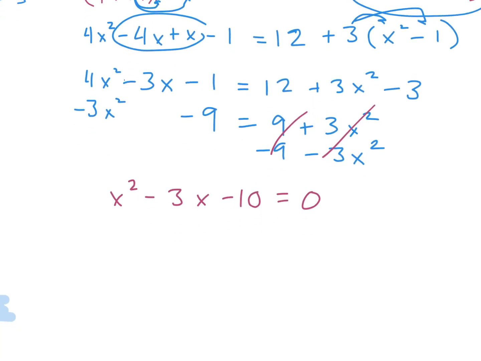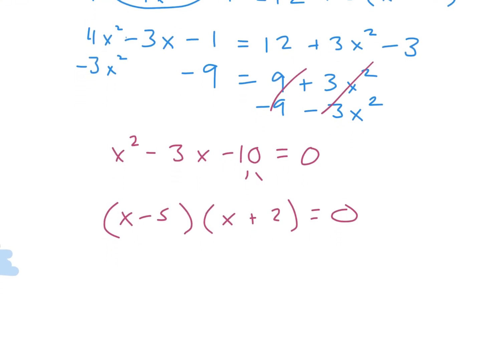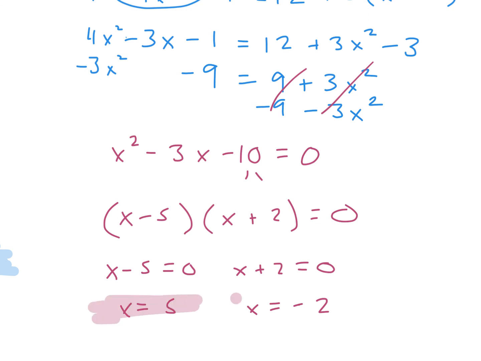All right. Do I have two factors of negative 10 that add to negative 3? Negative 5 and positive 2. So x minus 5, x plus 2. So x minus 5 is equal to 0. X plus 2 is equal to 0. X is equal to 5. X is equal to negative 2. These are our two answers.